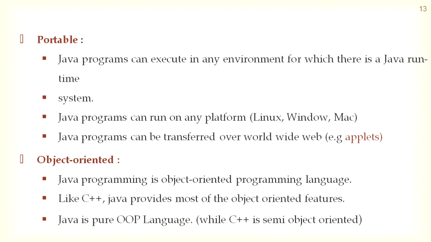And it is object oriented. Java programming is an object oriented language like C++. Java provides most of the object oriented features. Java is a pure OOP language while C++ is semi-object oriented.